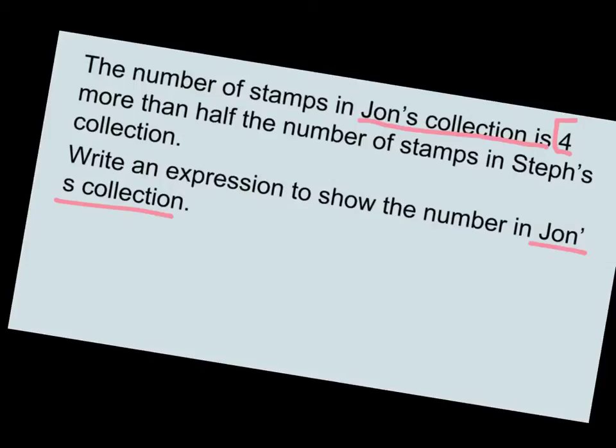So it's 4 more than half the number in Steph's collection. So we know we have 4. We know we have more than, which is addition. And then it says half the number in Steph's. Half meaning I'm going to divide or cut something in half or divide it by 2. So I'm taking Steph's collection and I'm going to divide it in half.